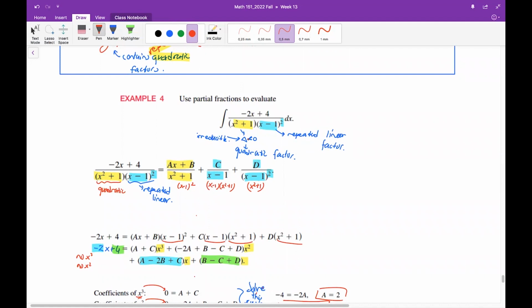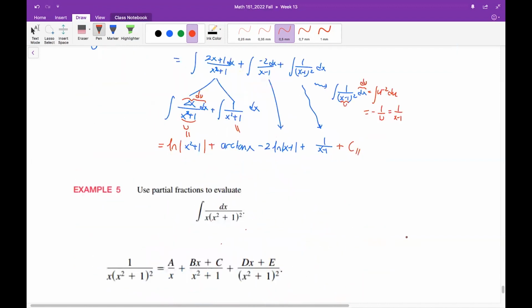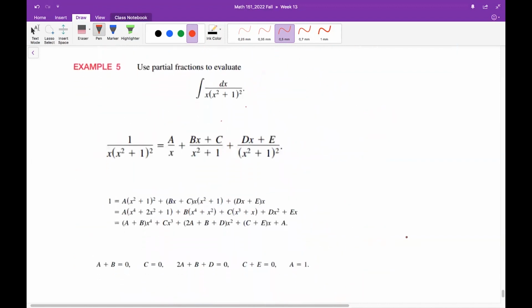Okay, like this. So we handled the case where the denominator contains a quadratic factor and a repeated linear factor, okay? This is quadratic because it cannot be decomposed anymore, as the discriminant is less than 0. Okay, let's do this last case where we have a repeated quadratic factor, okay? This is repeated and at the same time quadratic.